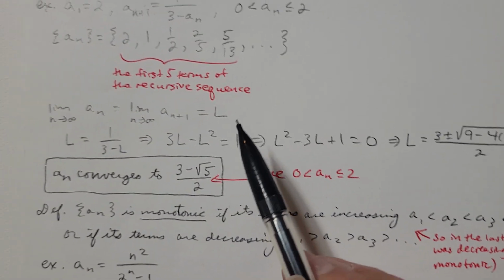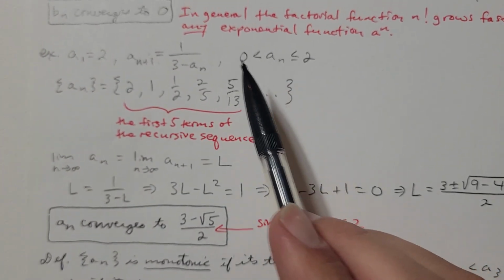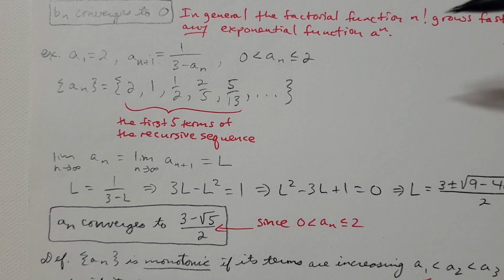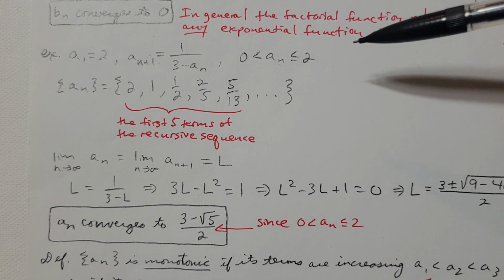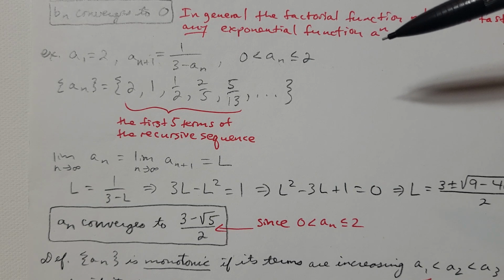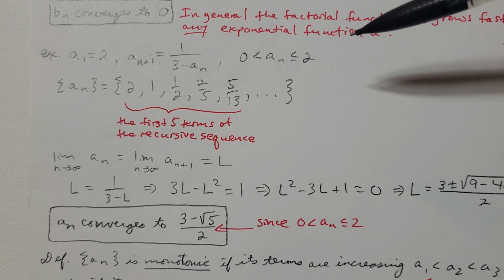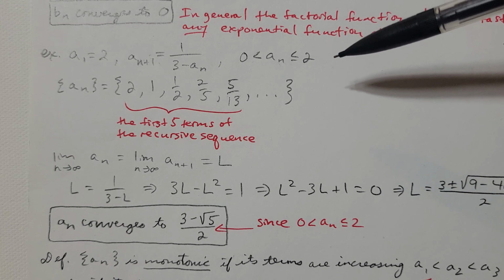Okay, now this condition right here may seem like something easy to overlook, but it's actually very, very important. So the values of the sequence are always going to be numbers that are in between 0 and 2, including 2.